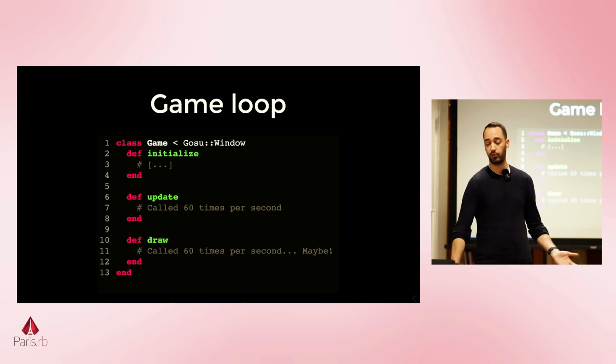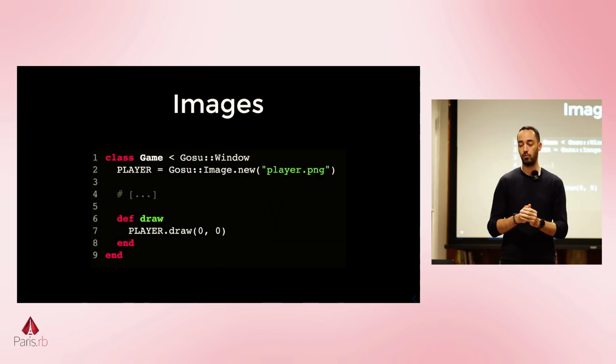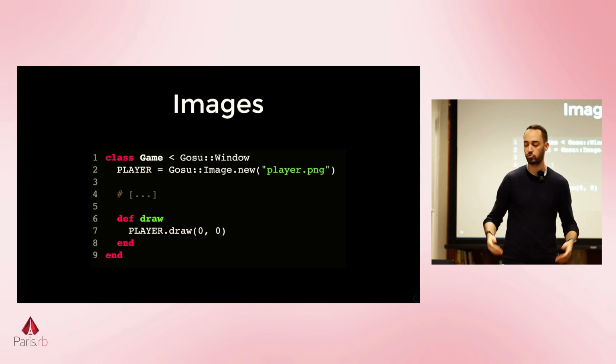So how do we draw something? For that, we have the image class. We just give the path to an image. And when we want to draw it, we call draw it with the coordinates where we want to put our image. So it will be horizontal, then vertical. I will say X and Y for the rest of this talk because it's shorter.